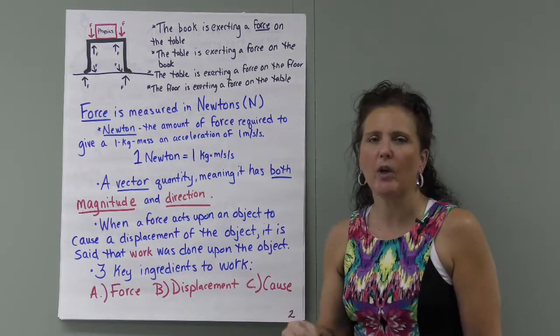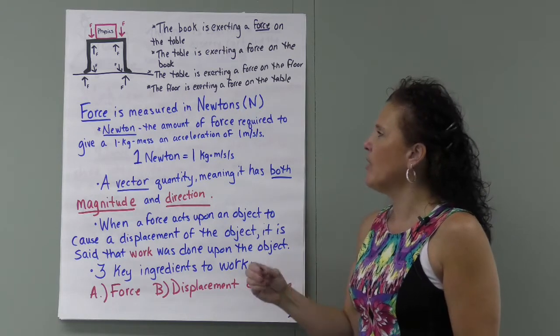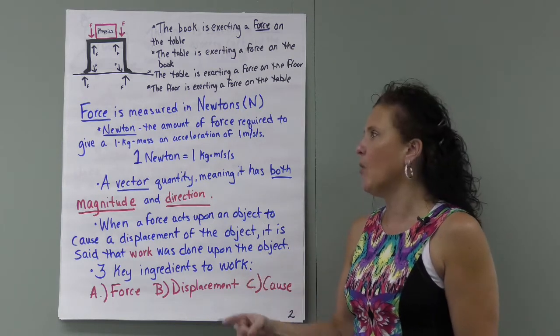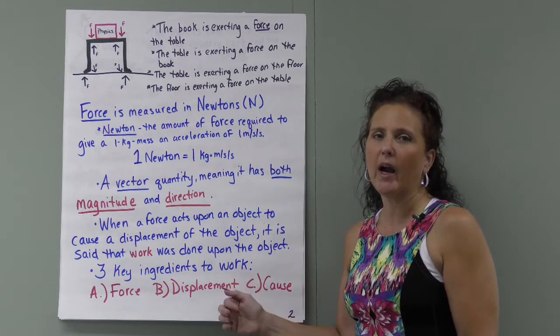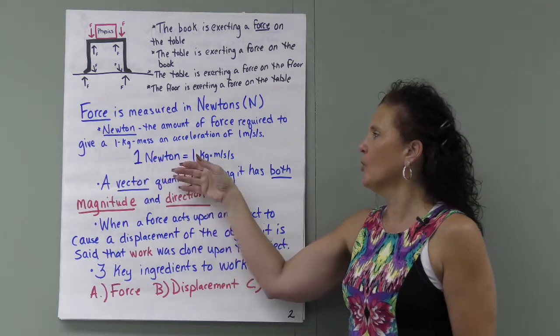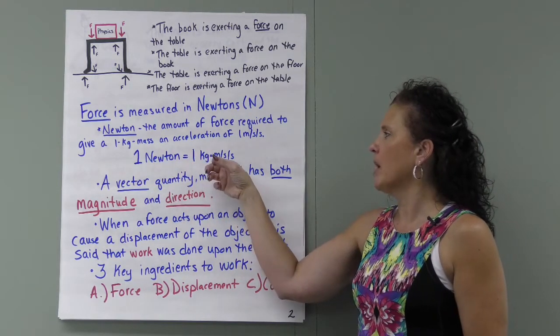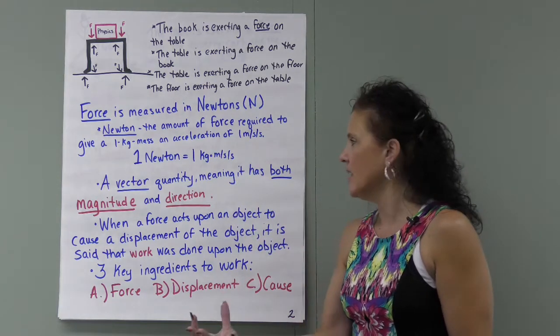Force is measured in what we call newtons, like Sir Isaac Newton. And a newton is the amount of force required to give a 1 kilogram mass an acceleration of 1 meter per second squared, 1 meter per second per second. So 1 newton is equal to 1 kilogram times meter per second squared, right? That's what 1 newton of force is.